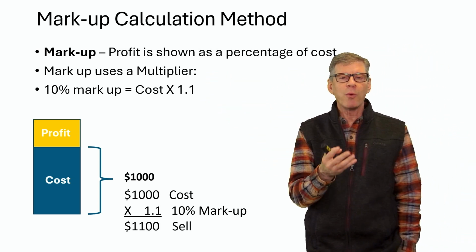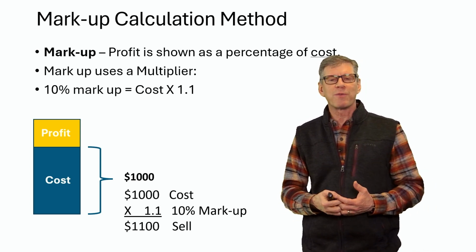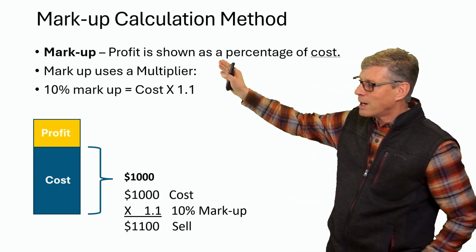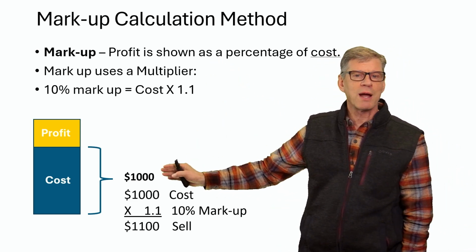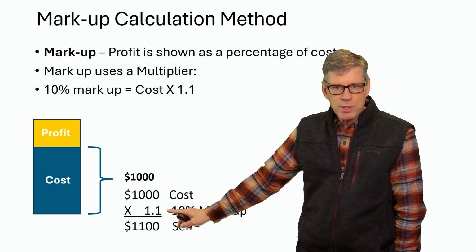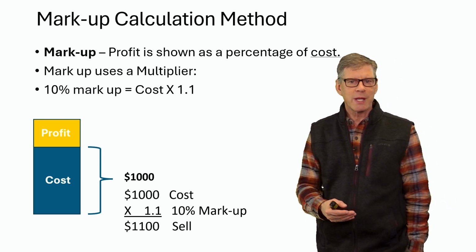So let's say we've got somebody who came to us and we told them we were going to do a job for 10% over cost. Well, okay, using markup, 10% of let's say my job costs are $1,000 is going to be $100, right? So $1,000 times 1.1 is I'm going to sell that then for $1,100.